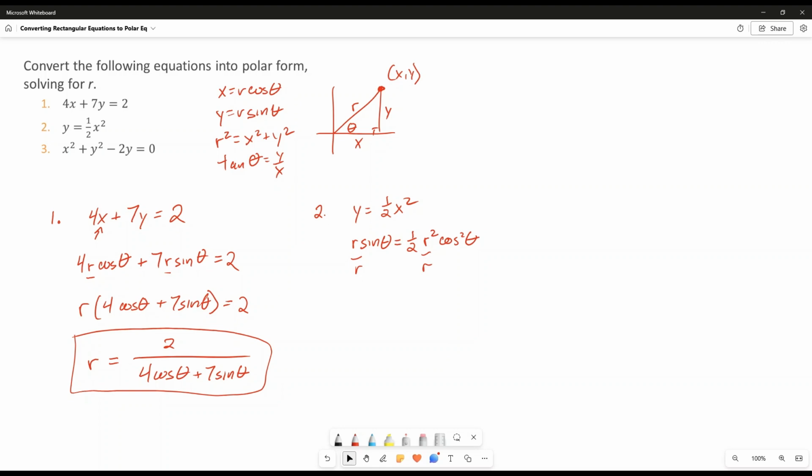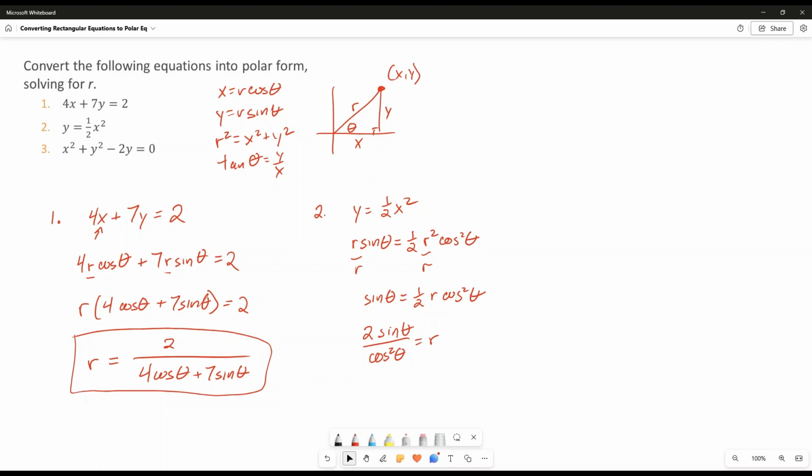If we did that, we would have, so r sine of theta divided by r would just result in sine of theta. And 1/2 r squared cosine squared divided by r would just give us 1/2 r cosine squared theta. And so there's only one r left in our equation. So if you wanted to isolate it, you could multiply both sides by 2 and then divide by the cosine squared. So you would get 2 sine theta divided by cosine squared theta, and that's equal to r. Okay, so that works. But technically, we have sort of eliminated a potential value here.